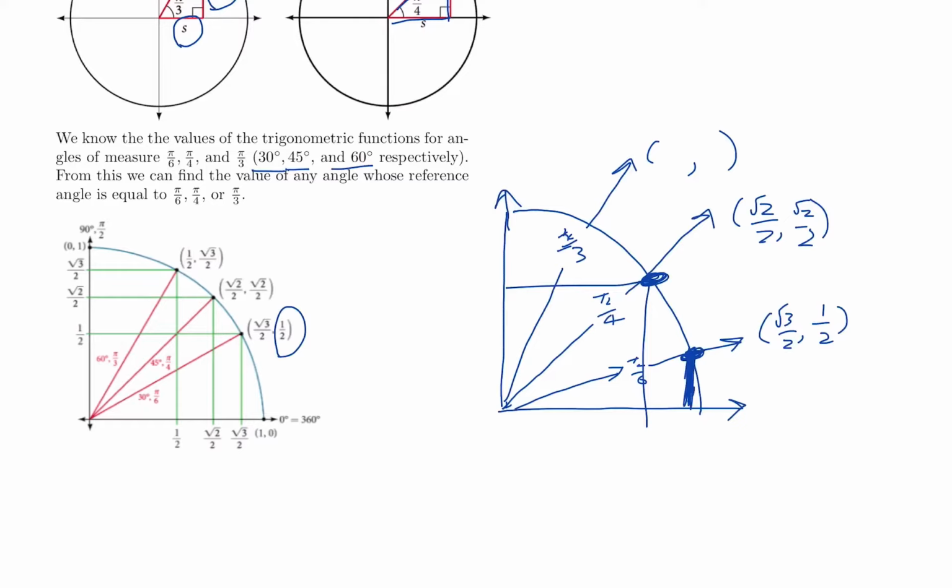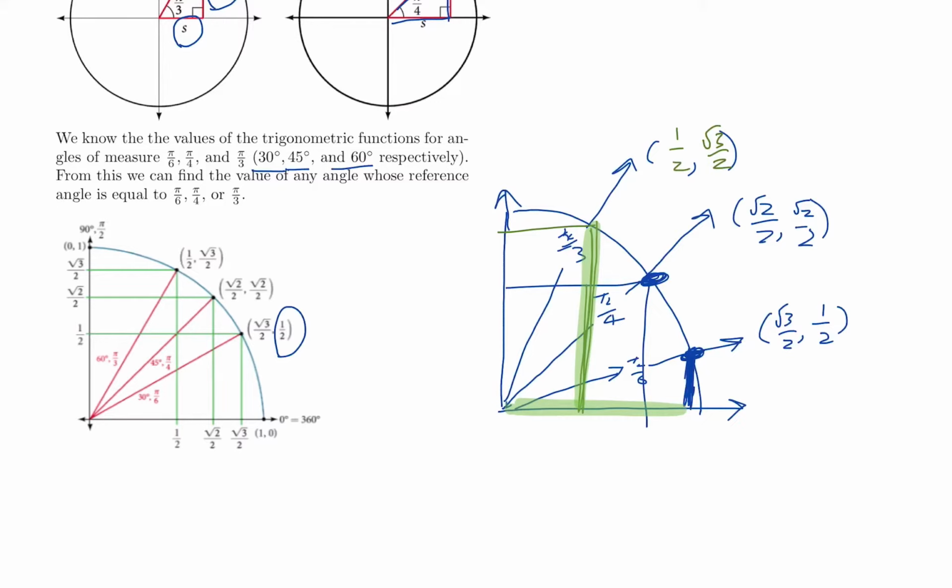Now for pi over 3, it actually switches. So this switches from pi over 6. This distance right here, let me highlight it, is the same as this distance. That's why the sine and cosine values switch. Right here we have half and square root 3 over 2. Let me write that better.